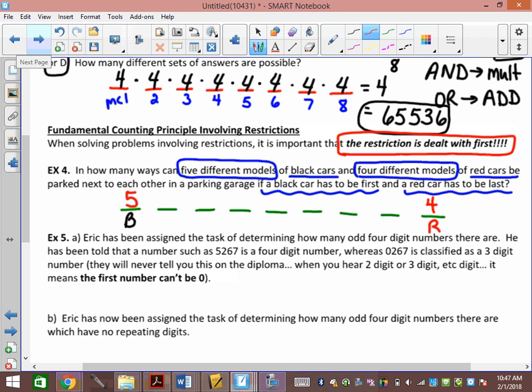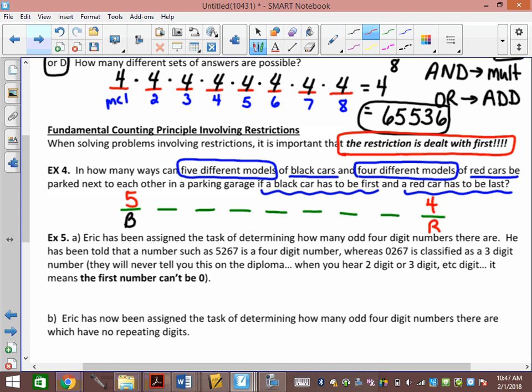I have 4 options for that spot, but how many cars am I leaving there? 1. How many cars have I used up? How many cars are currently parked? 2. So how many do I have left? 7. Do I care if they're black or red now? No, because there's no stipulation on what color goes in the middle, right? So I have 7 cars left.